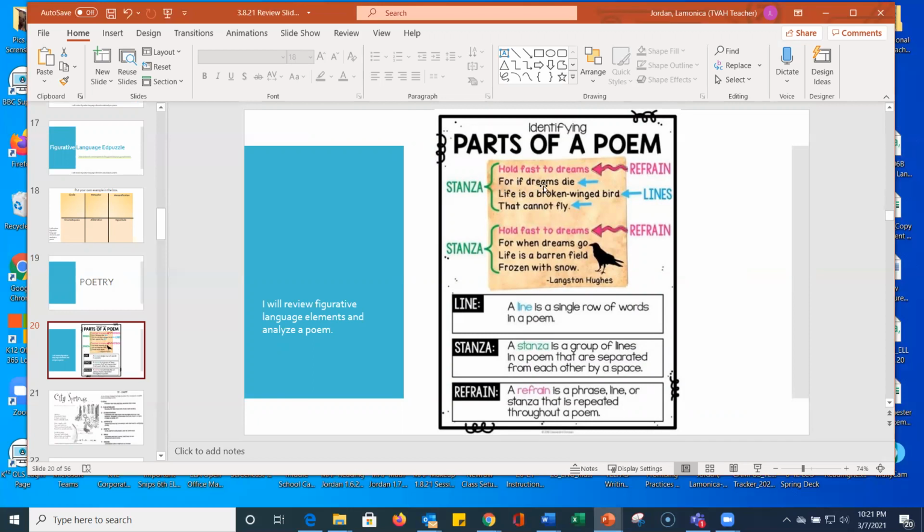So let's look at this one. Hold fast to dreams, for if dreams die, life is a broken winged bird. Life is a broken winged bird that cannot fly. Hold fast to your dreams, for when dreams go, life is a barren field frozen with snow. Langston Hughes. All right, a line is a single row of words. The stanza is the group of lines or poems separated by space, and a refrain is a phrase, line, or stanza that is repeated throughout the poem.